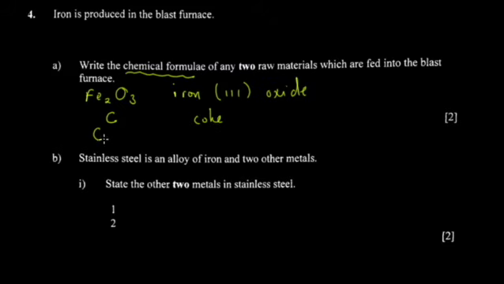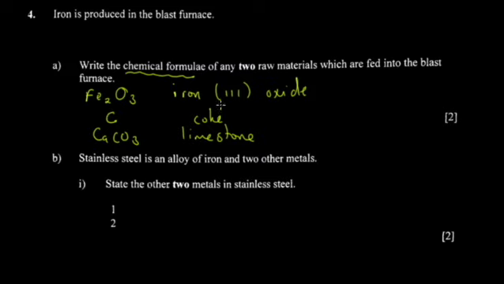Okay, and the other one is what? Calcium carbonate. This one you introduce it to remove impurities. So calcium carbonate, the generic name is what? It's limestone. Okay, put it to remove impurities. So these are your answers.